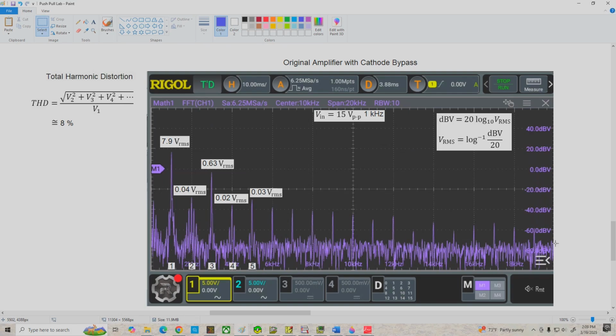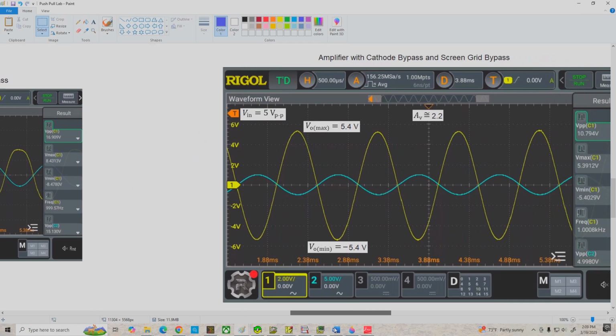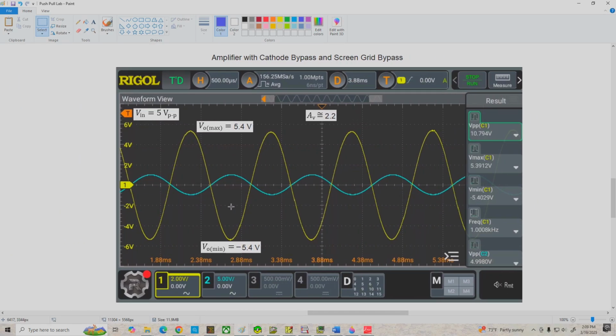But for right now, something you might be curious about is what happens if we bypass the screen grids, and here's what we get. If we apply an input voltage 5 volts peak to peak and we bypass both the cathode and the screen grids, here's what we get out. So our voltage gain is up a little bit. It's now 2.2, and the output is very symmetrical and clean. So it looks like we just get a little bit more gain, and as far as linearity goes, it seems to be pretty good as well.